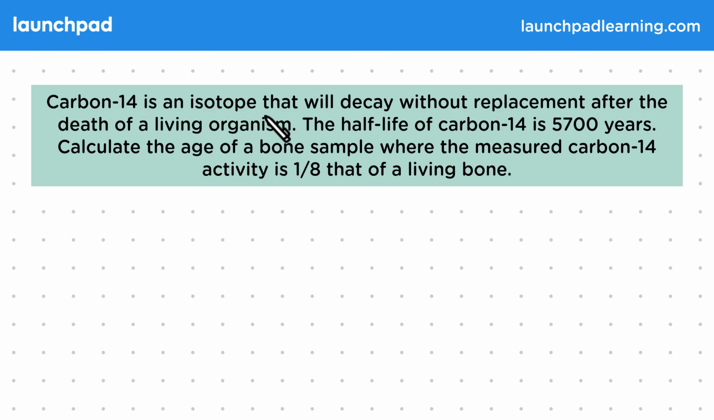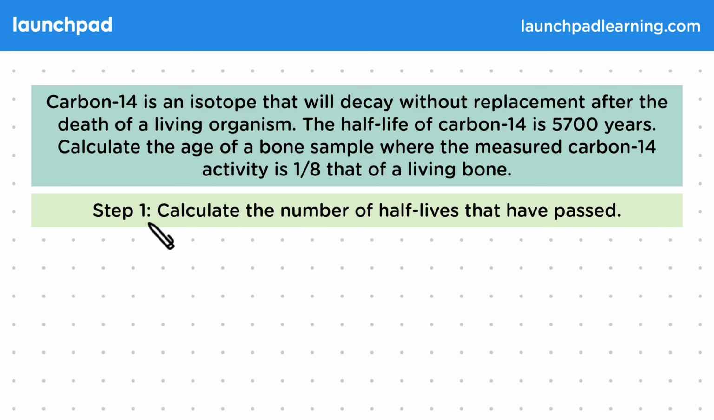Carbon-14 is an isotope that will decay without replacement after the death of a living organism. The half-life of carbon-14 is 5,700 years. Calculate the age of a bone sample where the measured carbon-14 activity is 1/8 that of a living bone. You won't be expected to recall how this method of calculating the age of something works in an exam, but you might be asked to use a given method like this one.